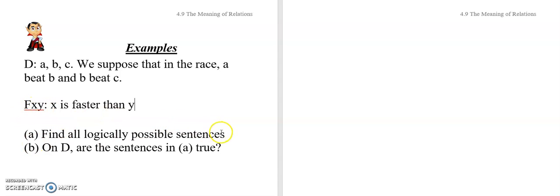So my first question for you, picking up right where we left off at the end of the last video: can you find all logically possible sentences with respect to this relation and this domain? Pause now.